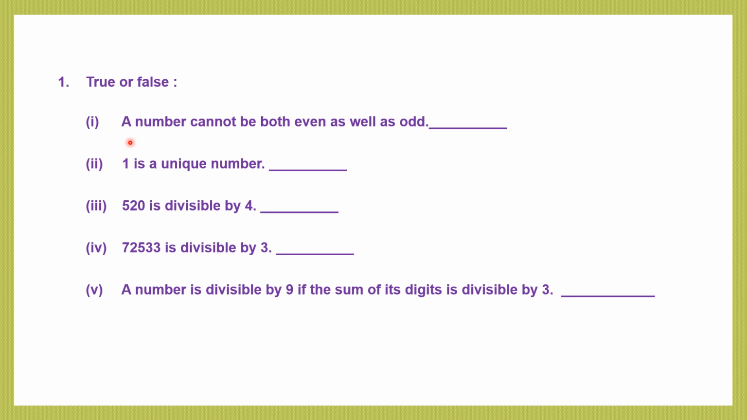Question 1. A number cannot be both even as well as odd. Is that true or false? That is true, isn't it? So let's write true. That statement is true. You can't have a number which is both even as well as odd.